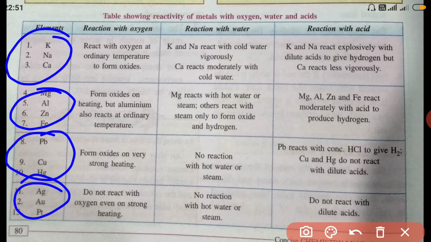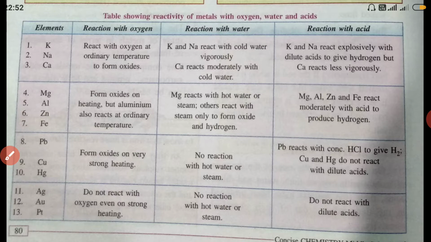So we are learning the reaction of these elements with oxygen, water, and acid. How do they react with oxygen, water, and acid? Whether it reacts or not. Okay, let us go one by one. Potassium, sodium, and calcium are highly reactive, so they can react with almost everything. They react with oxygen at ordinary temperature. If we keep potassium, sodium on the table, they start reacting and form potassium oxide, sodium oxide, and calcium oxide.